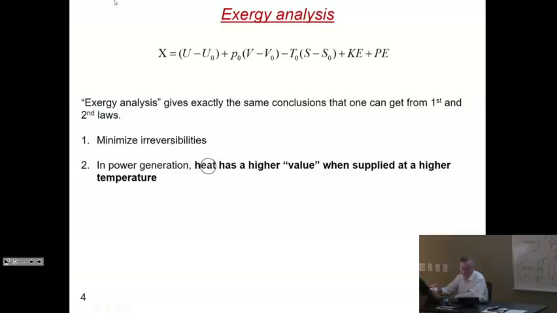Basically, heat has a higher value when it is supplied at a higher temperature. That's the bottom line. And of course, this is knowledge that you can get from the second principle, and you can get to this conclusion simply by looking at the Carnot efficiency, because 1 minus T cold over T hot is maximized when T hot is very hot. So that means heat at a high temperature has more value than heat delivered to your system at a low temperature. That's the essence of chapter 7.